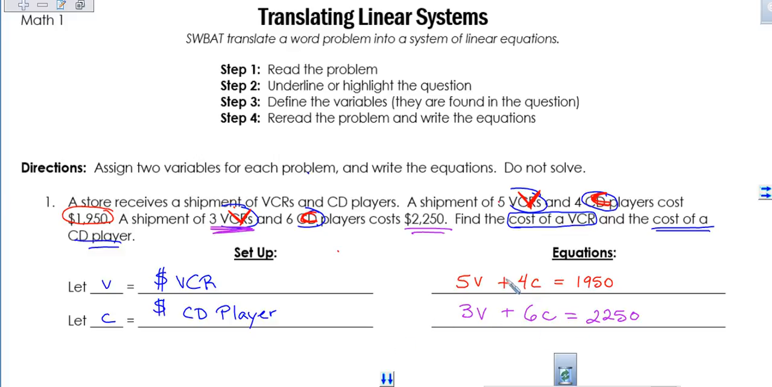Okay? So we're not actually going to solve this one, but you can look at it and see that the V's are lined up, the C's are lined up, the equals are lined up, and the numbers are lined up.